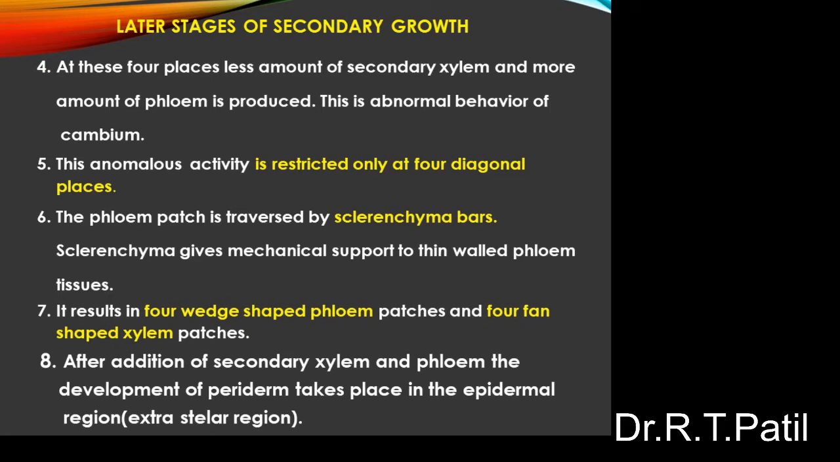The phloem patch is traversed by sclerenchyma bars. Sclerenchyma gives mechanical support to thin-walled phloem tissues. It results in 4 wedge-shaped phloem patches and 4 fan-shaped xylem patches. After addition of secondary xylem and phloem, the development of periderm takes place in the epidermal region of the stem.